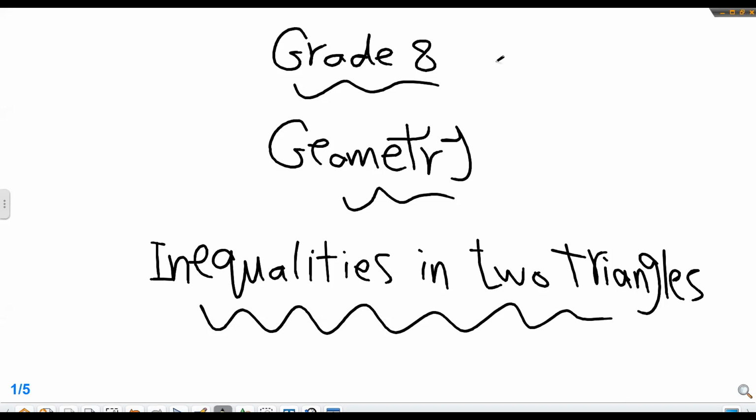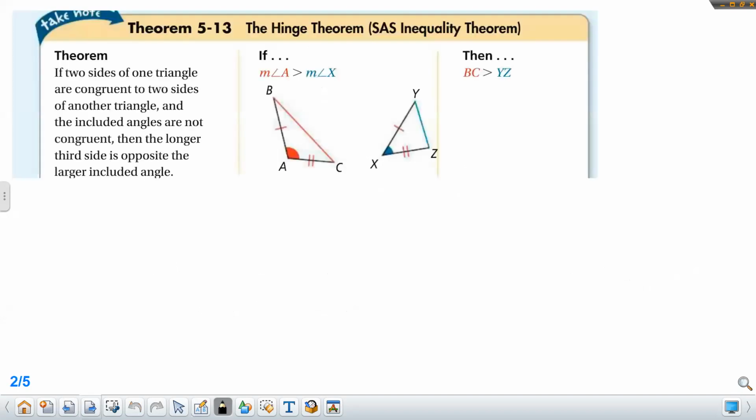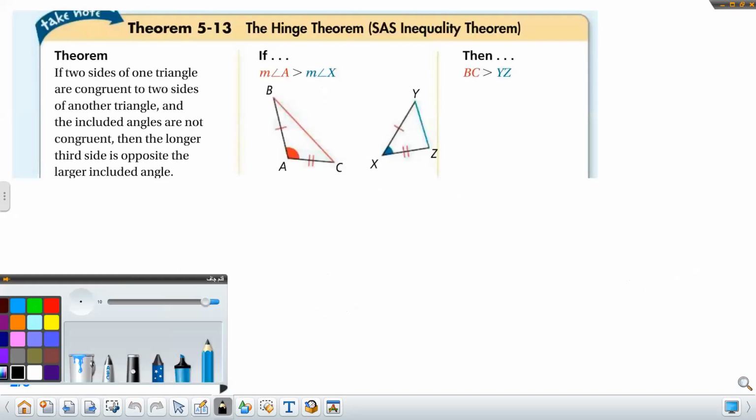Welcome to grade 8. Today, inshallah, we will study a new lesson in geometry: inequalities in two triangles. You studied inequalities in one triangle before. But what's the difference between the previous lesson and this lesson? Okay, you will see.